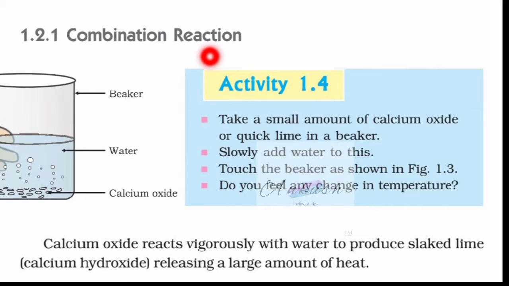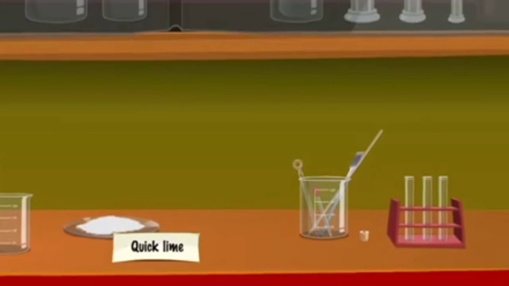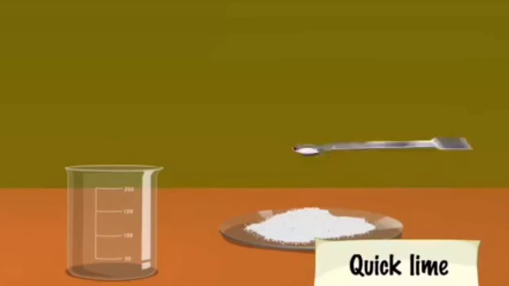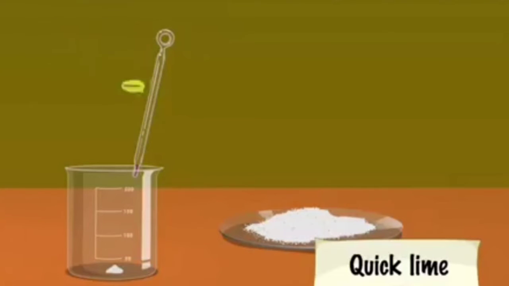The first reaction is combination reaction. Here is an activity. For example, this is a beaker, water is filled in that, and these are the particles of calcium oxide. Calcium oxide is white in color, and if you put it in water, it will start boiling, as you can see. In the activity, take a small amount of calcium oxide or quicklime in a beaker. Calcium oxide is similar to the white color powder which we use while making creases on the playground or field.